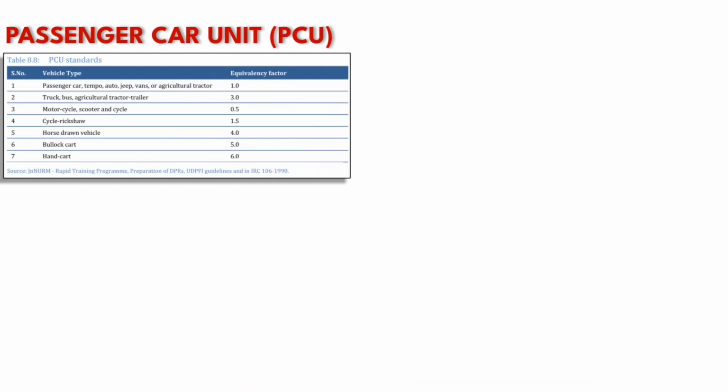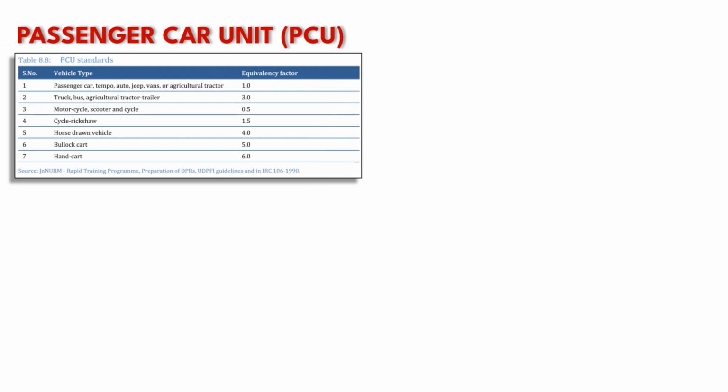Our next topic is related to vehicles, which is measured on the basis of passenger car unit, also known as PCU. Here the PCU value of a car is considered as 1 based on its speed and its carrying capacity, which is roughly around 4 to 5 passengers. Similarly, for other vehicles, the PCU value increases or decreases based on its equivalency factor in comparison to a car's. In this table, you can refer to the PCU values of various vehicles.